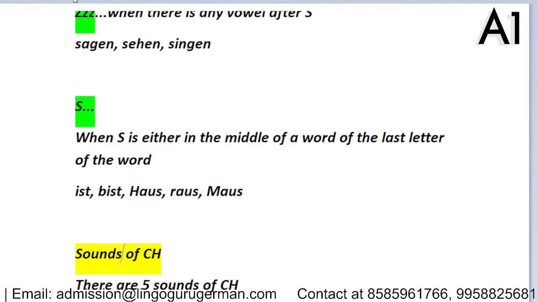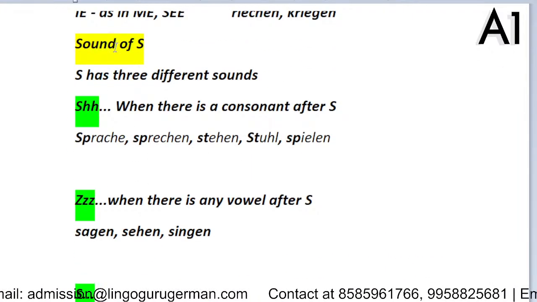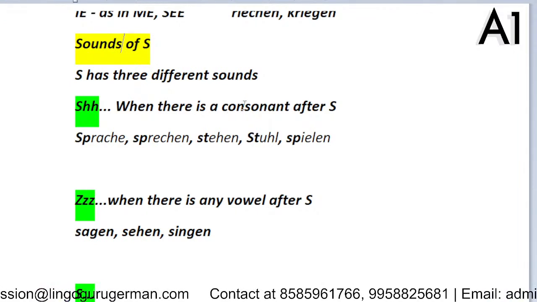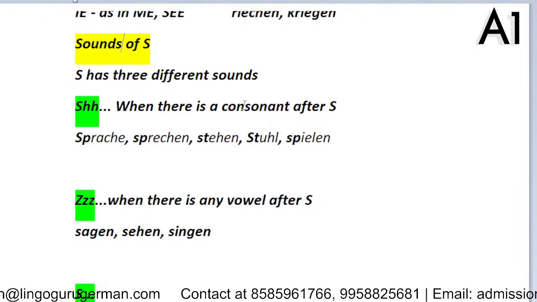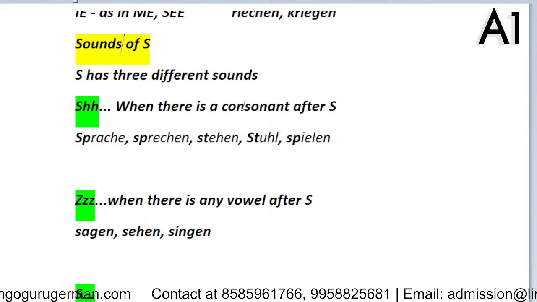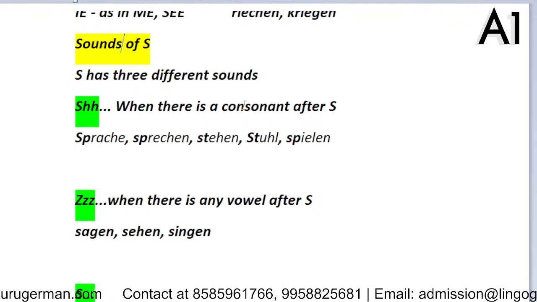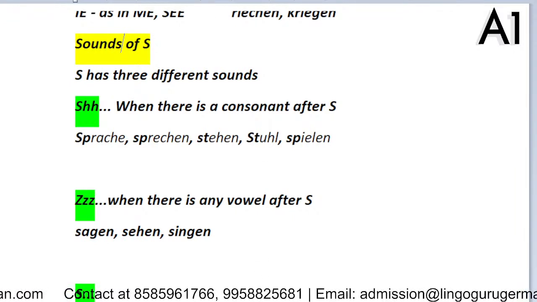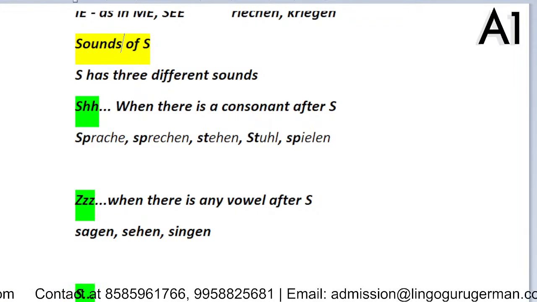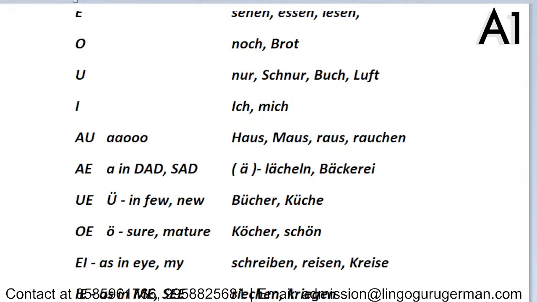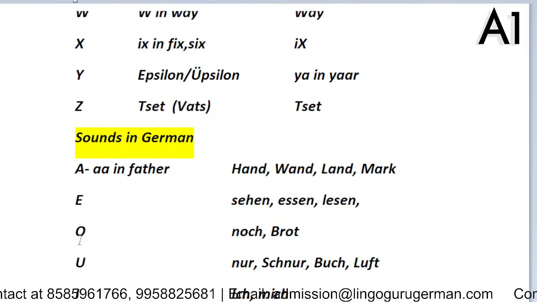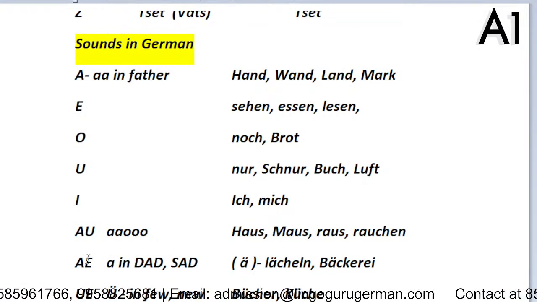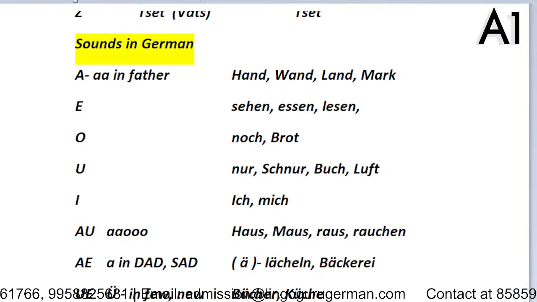Sounds of S, three sounds. When S is before a consonant, it makes the sound of sh. When S is before a vowel, it is pronounced as z in Zindagi. When it is in the middle or the last letter of the word, it is bist, house, mouse, rouse. And for pronunciation, you can practice the vowels: a, o, u, au, e, i.